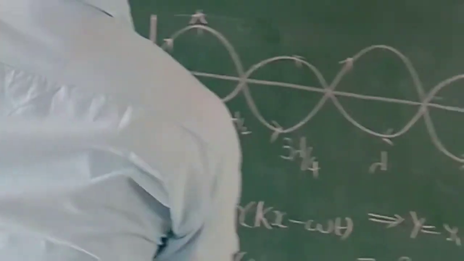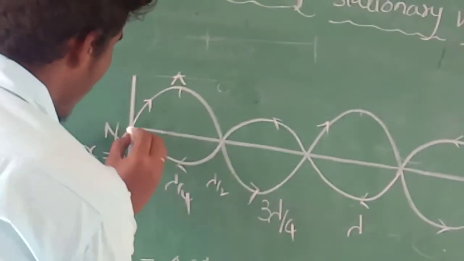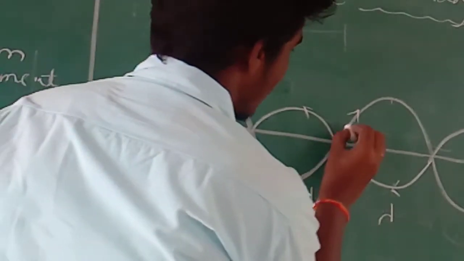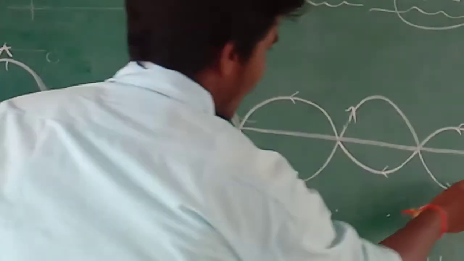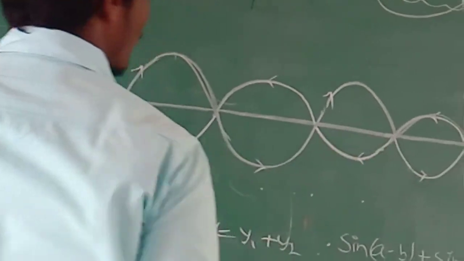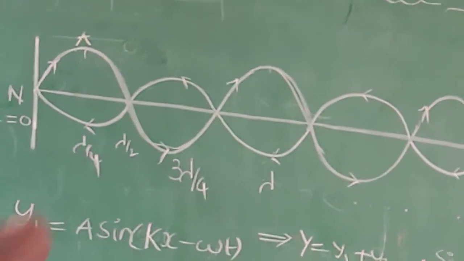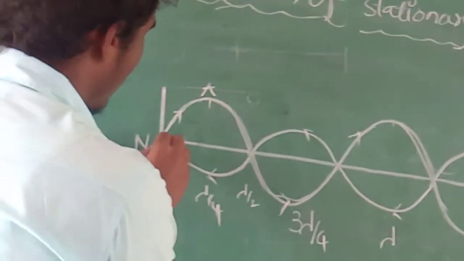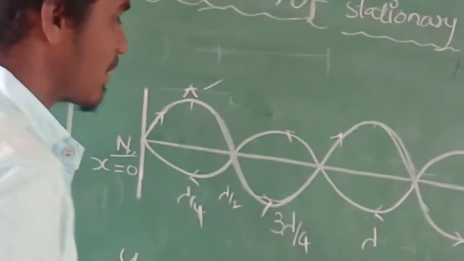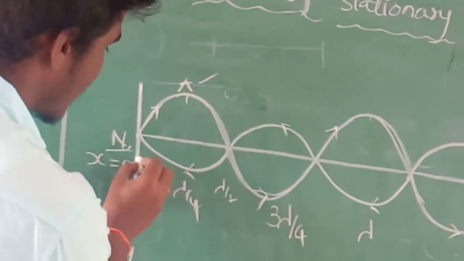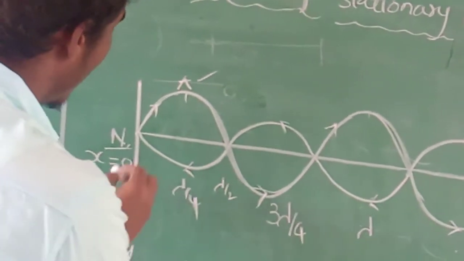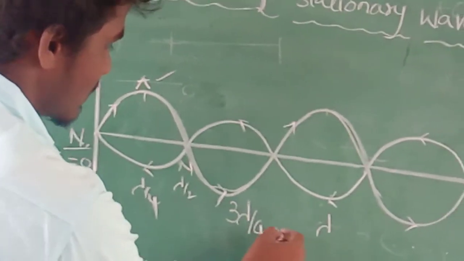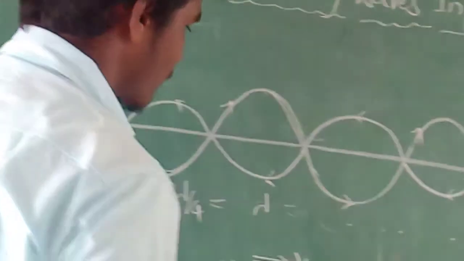We already know stationary waves are the superposition of two waves. One wave is going in this way and another wave is coming in this way. Nodes and antinodes are formed. A node has the minimum displacement and an antinode has the maximum displacement. The distance between node and antinode is lambda by 4 and between node and another node is lambda by 2.